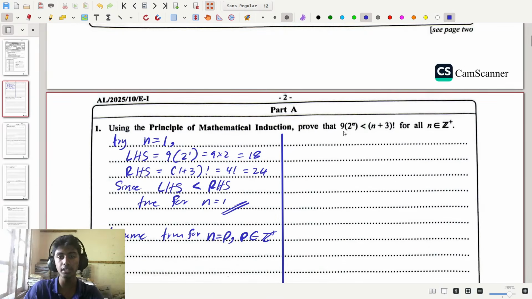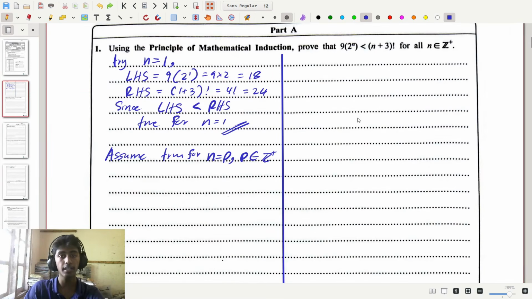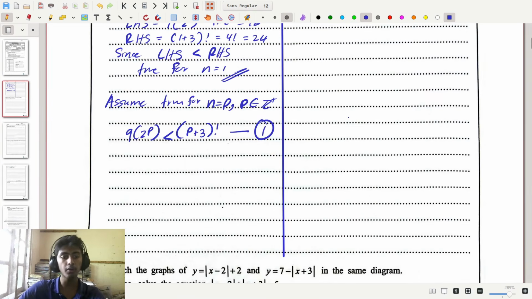So we're going to assume true for p such that this inequality is true. Therefore we're going to assume that 9 times 2 to the n, where n equals p, or 9 times 2 to the p, is less than (n plus 3) factorial, where n is p, so (p plus 3) factorial. I'm going to write this as equation 1, and we're going to be using this equation later. So this inequality is known to us, and now assuming that, we're going to try for the next value of n, which is n equals p plus 1.